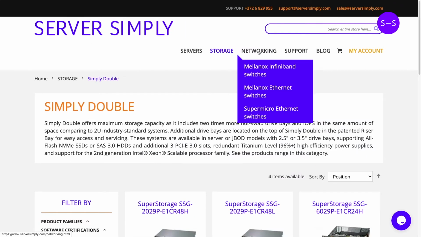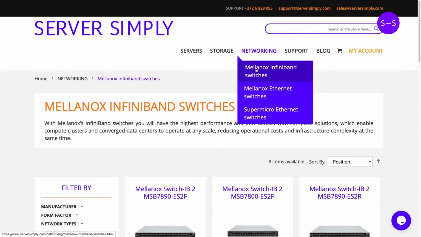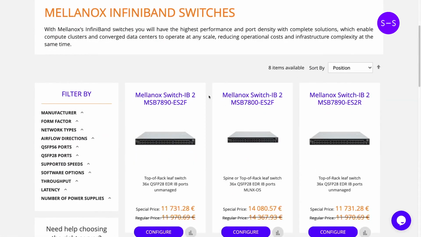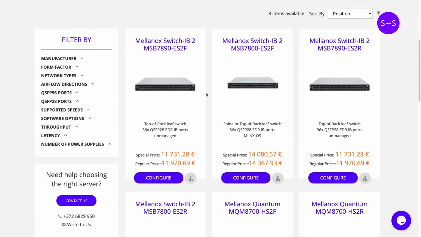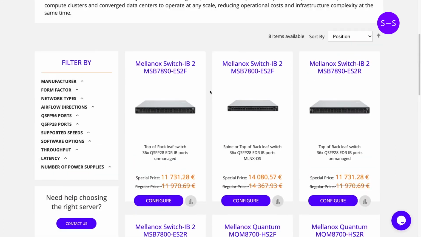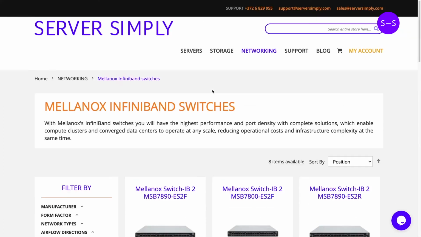Also we have a networking section here, and this houses 2 types of networking switches. First of all, Mellanox InfiniBand switches, which are for quite a narrow application, used mainly in high performance computing and in the parallel computing world for interconnecting a large amount of compute nodes.